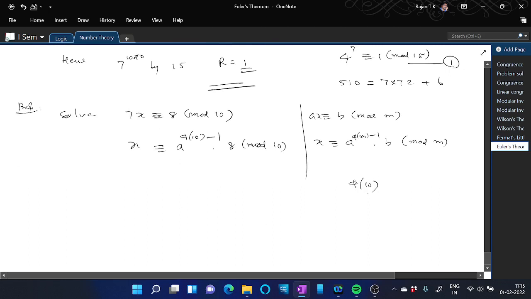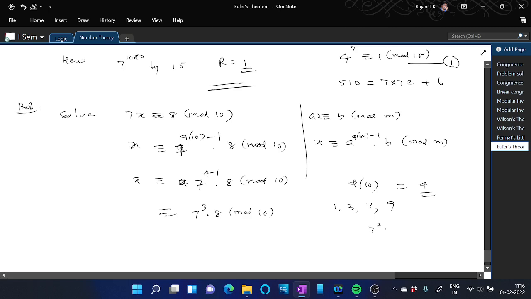To compute phi of 10, the numbers relatively prime to 10 are 1, 3, 7, then 9. So phi of 10 is equal to 4. So x is congruent to a raised to, so here a is actually 7. So 7 raised to 4 minus 1 into 8 mod 10. That is congruent to 7 cube into 8 mod 10.